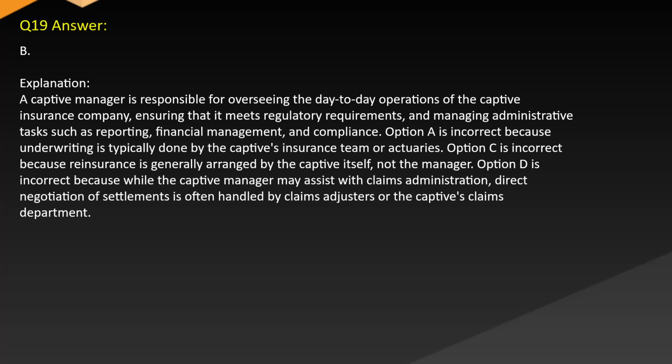Option A is incorrect because underwriting is typically done by the captive's insurance team or actuaries. Option C is incorrect because reinsurance is generally arranged by the captive itself, not the manager. Option D is incorrect because while the captive manager may assist with claims administration, direct negotiation of settlements is often handled by claims adjusters or the captive's claims department.